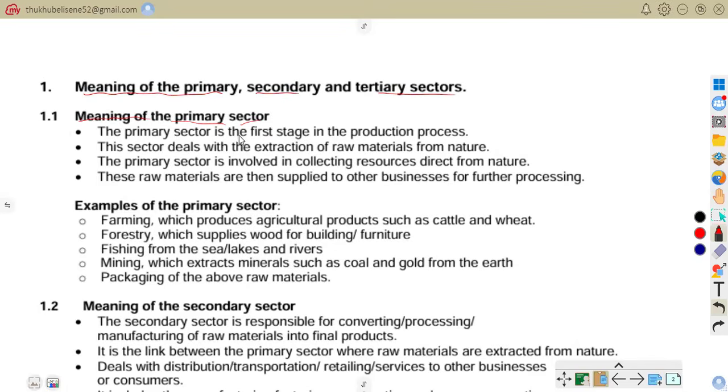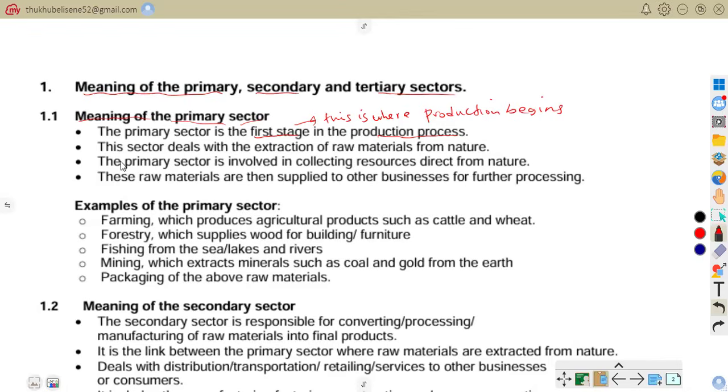As it says, the primary sector is the first stage in the production process, meaning this is where production begins. That is primary sector. For example, you can talk of growing crops on a farm. This is where a product starts.